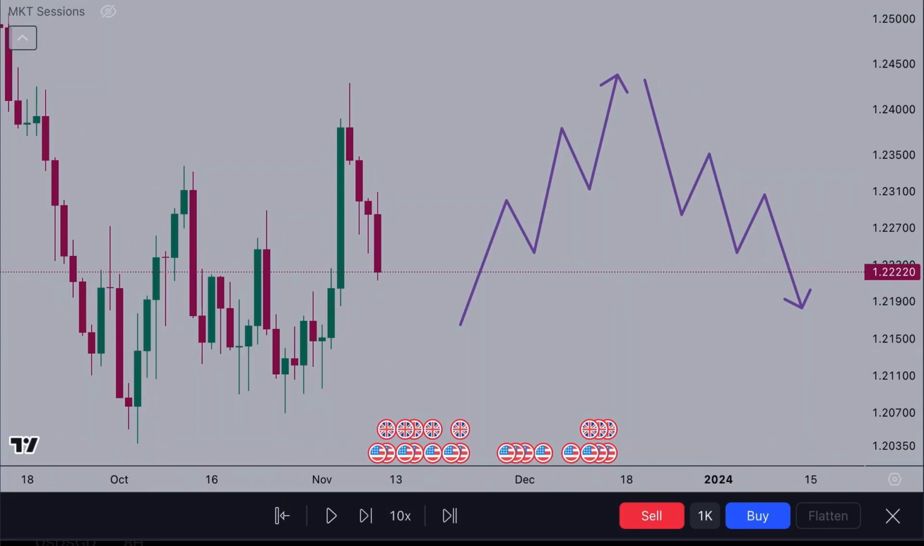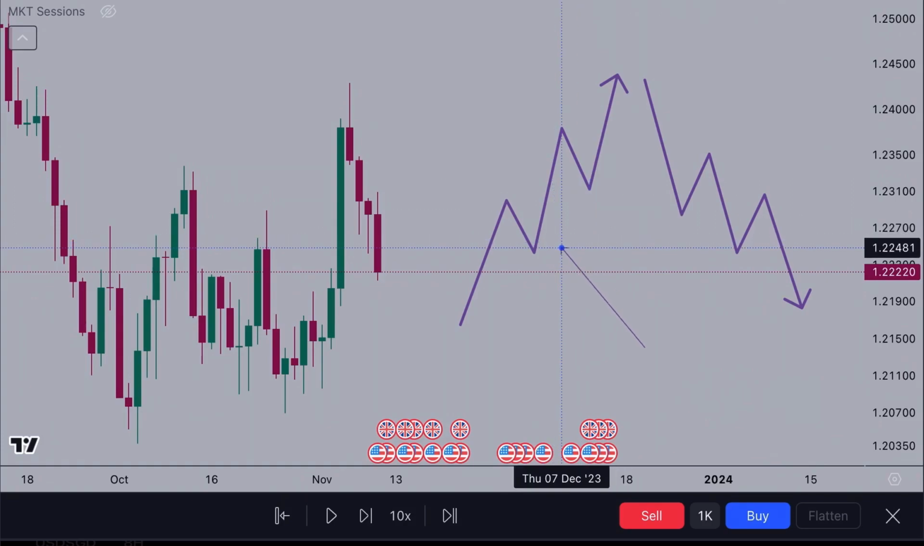As we know, price moves in waves. If price was in an uptrend, we would add an impulse to the upside, followed by a correction, followed by a new impulse, followed by a correction, followed by a new impulse to the upside to continue the trend upwards. Same if price was in a downtrend, we would add an impulse to the downside, followed by a correction, followed by a new impulse, followed by a correction, followed by a new impulse to continue the trend.